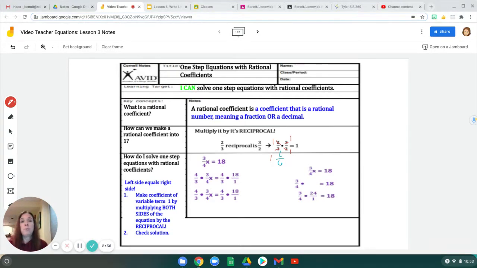I'm going to show you both ways. I'm going to show you with cross canceling, and I'm going to show you just multiplying across and getting to that 1. And you will do whichever you are comfortable with.